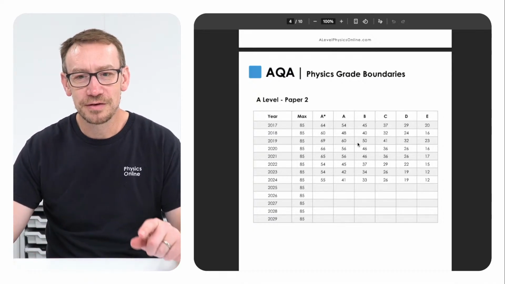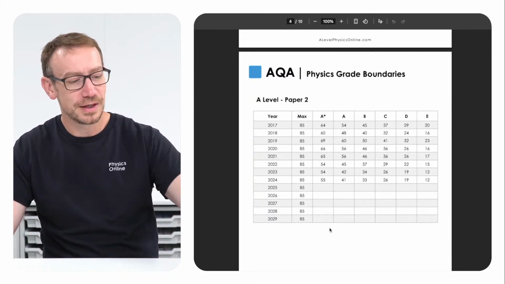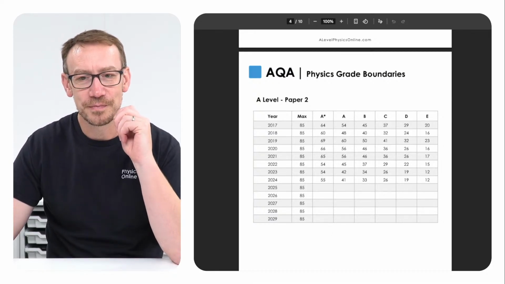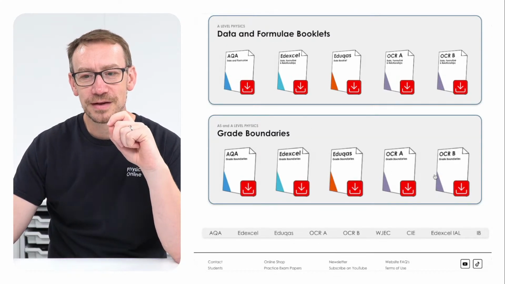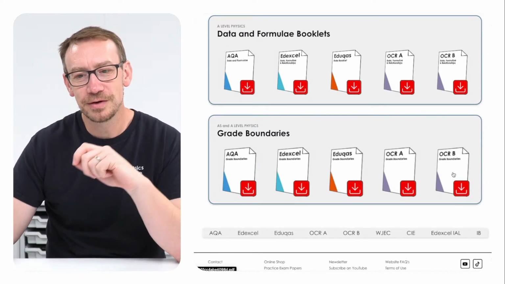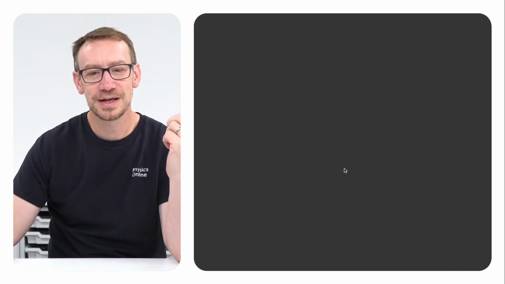So there's loads of these grade boundaries there, and of course I do have these for all of the exam boards. I've got them as well for even the 5 or 6 people who do OCRB, and the 4 or 5 people in the country who tend to do Eduqas.